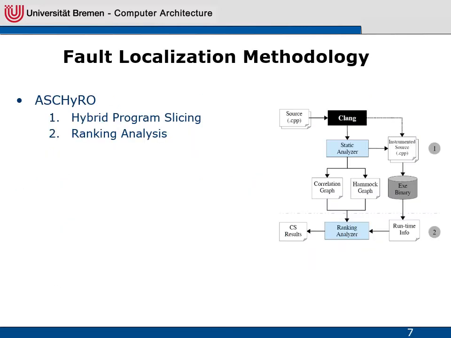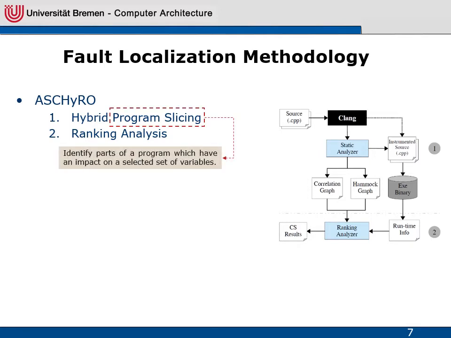Our proposed methodology, ASCHyRO, to address this problem consists of two main phases, which are hybrid program slicing and ranking analysis. Before going to the details of the approach, we need to know what program slicing is. The program slicing technique was introduced for the first time in the software domain to identify parts of a program which have an impact on a selected set of variables. Parts of the program that do not affect these variables are eliminated and hence a reduced set is obtained. This reduced set is called a slice.